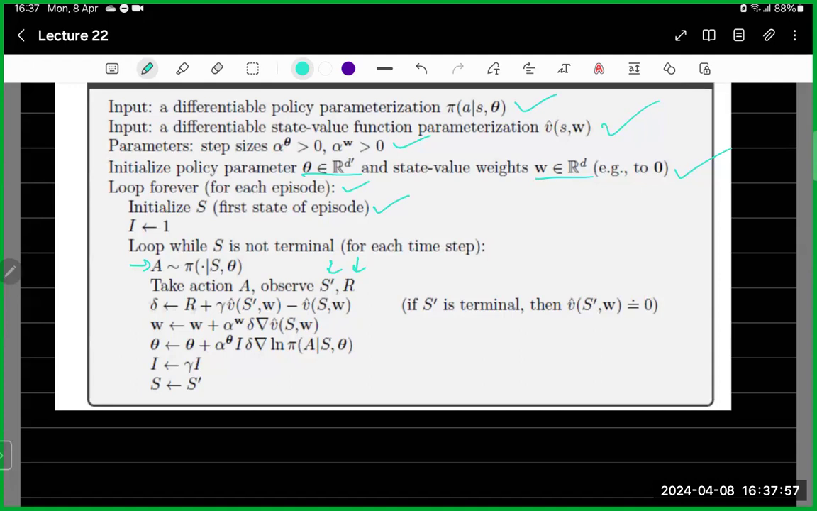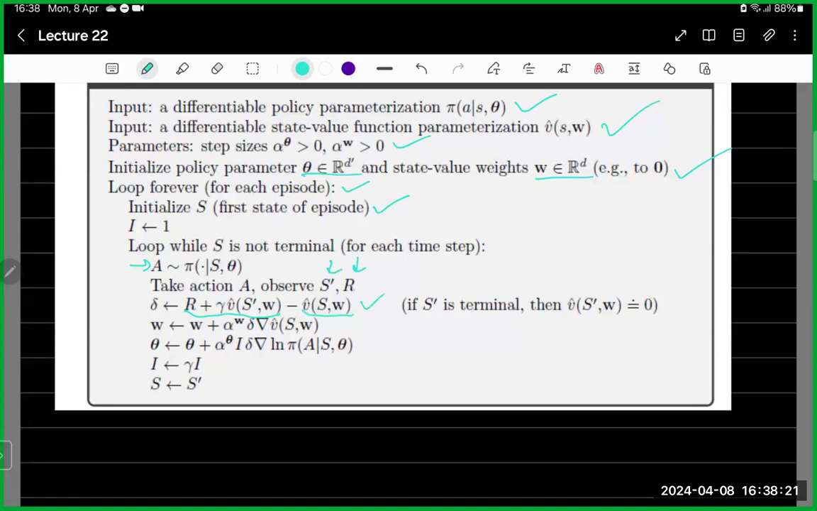So this delta is what? This is the advantage, right? This is the thing we use for advantage, because Q minus B was our advantage, and Q we wrote as R plus gamma V of S dash. So that's what we have here. This is RT plus 1 plus gamma times V of ST plus 1 minus your V of ST.